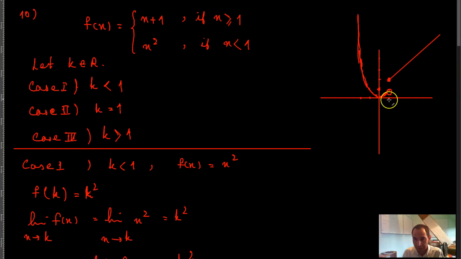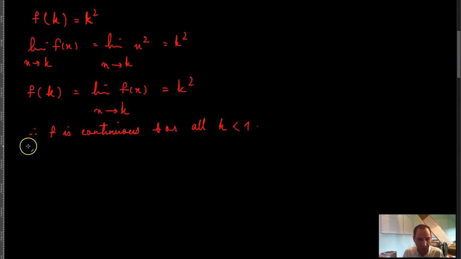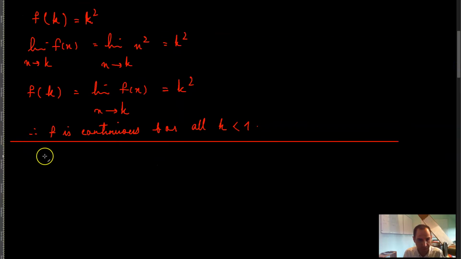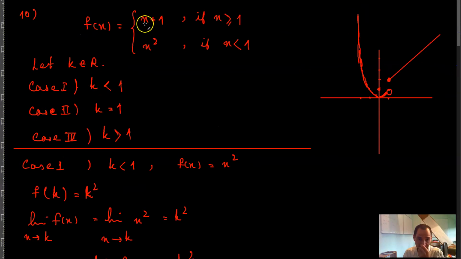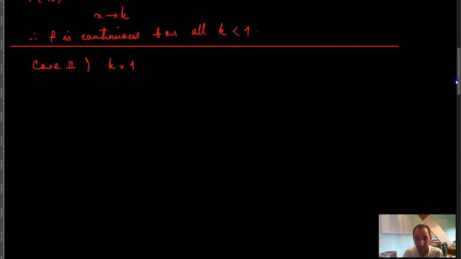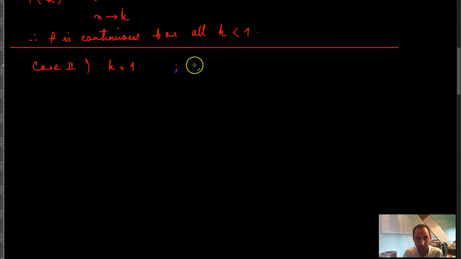Now at k is equal to 1, it's a little bit different. So this is case 2, k is equal to 1. At k is equal to 1, the value of the function is x plus 1, right? Therefore, f of k is equal to k plus 1, which is 1 plus 1, equal to 2. What I mean is that f of 1 is equal to 2.